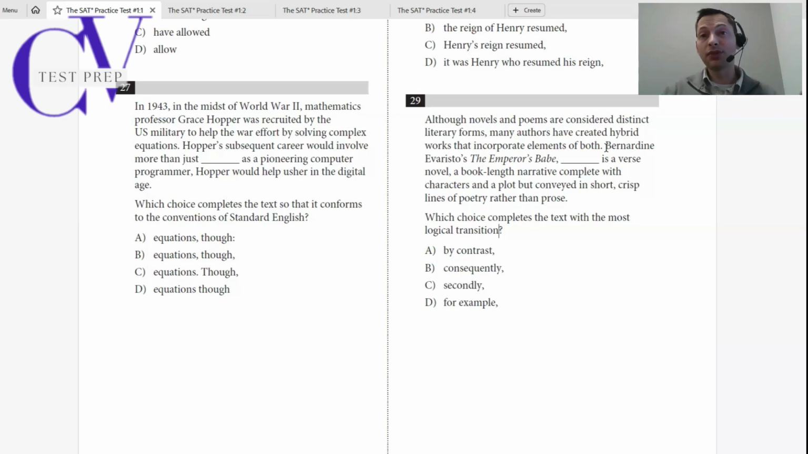So what's the relationship between the two sentences? It's actually giving an example of what is stated in the previous sentence. Right? The previous sentence is saying that although novels and poems are considered distinct literary forms, many people have created hybrid works, and the next sentence gives an example of that. So I would say example. So that's the answer, D, right? For example. By contrast would be a contrasting piece of information. Consequently would be as a consequence. And secondly would be, if there would be a firstly, then you'd have a secondly. All right, let's move on to another example.